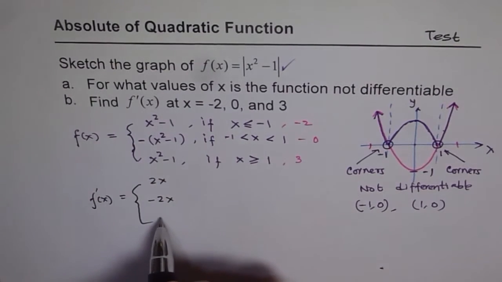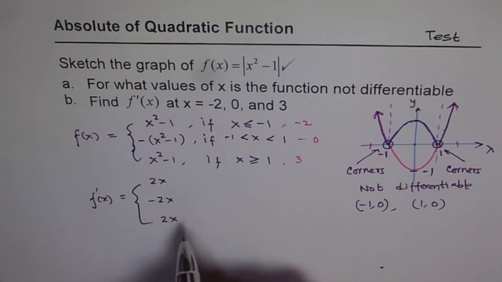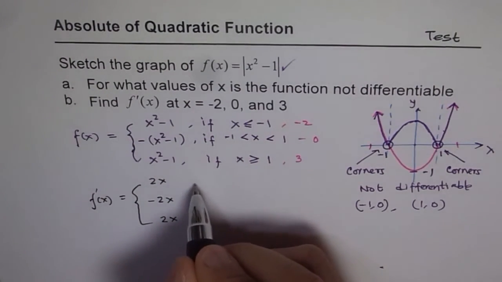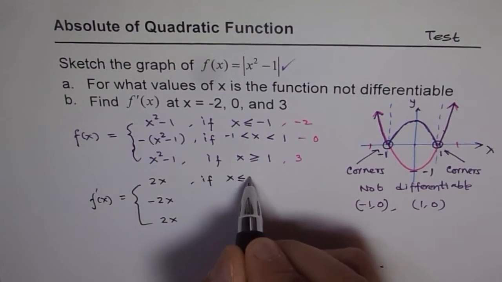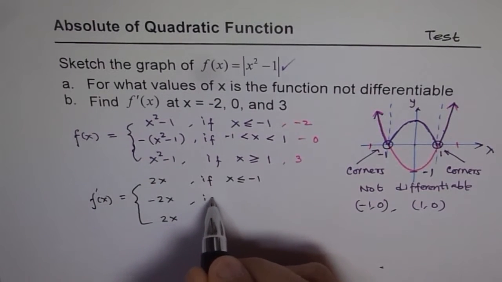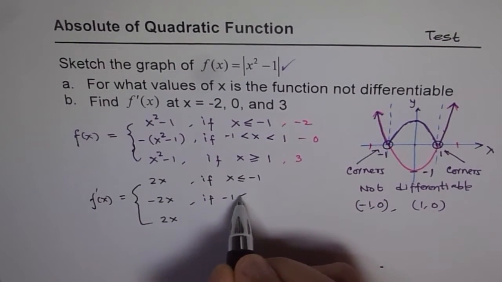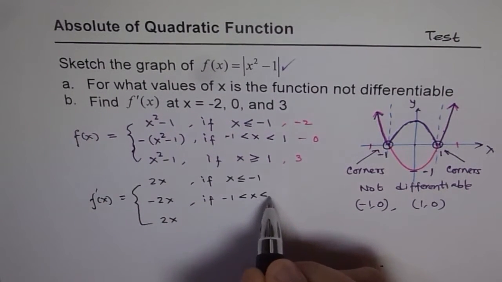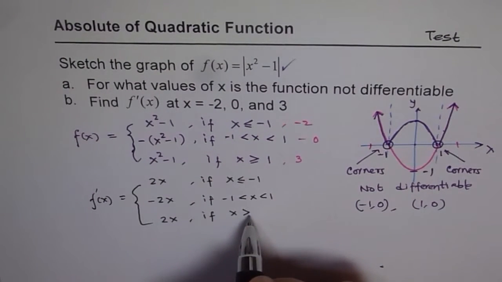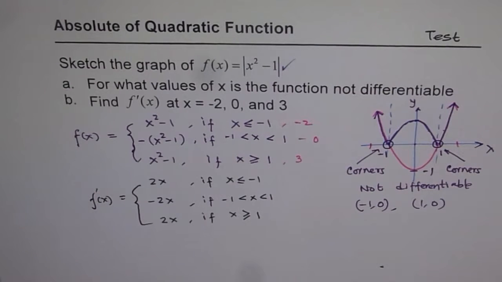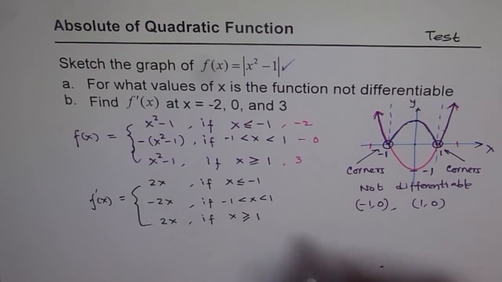And the derivative of this is 2x. Now these are the derivatives: this is if x is less than or equal to minus 1, this is if it is between minus 1 and plus 1, and this is if x is greater than or equal to 1, correct? Now its values at these points could be written, so I'll write them right here in between, right?